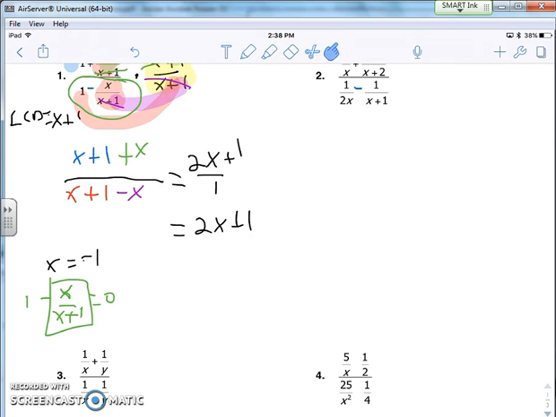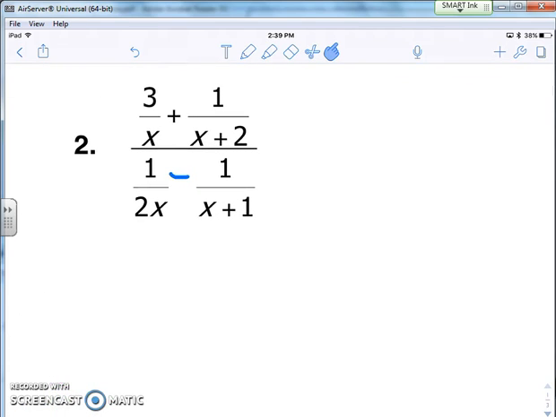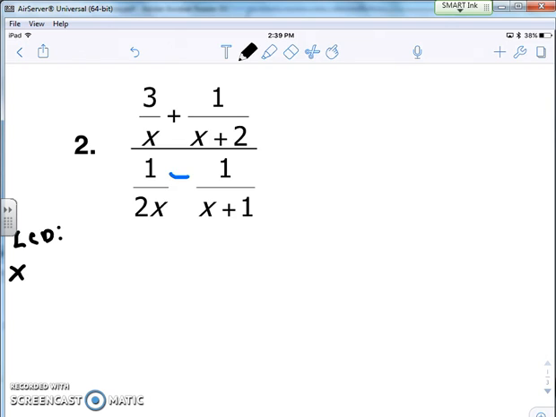Alright, number 2 is a toughie, so I'll probably have to move some of number 1 when we get there. Number 2, zoom in. The LCD is x plus 2. I don't need the whole 2x, but I need the 2 out of that, and I need x plus 1. So I need all those parts for my LCD. Let's call that 2x times x plus 2 times x plus 1.